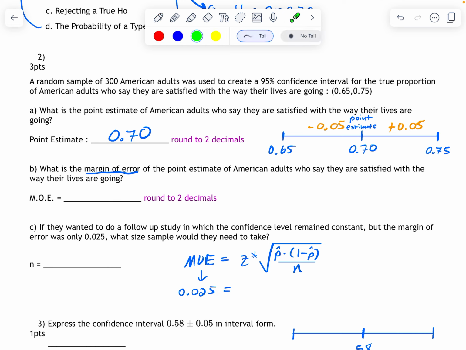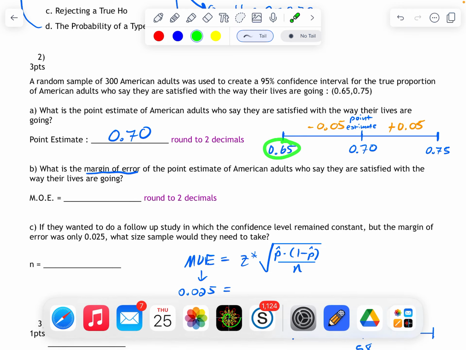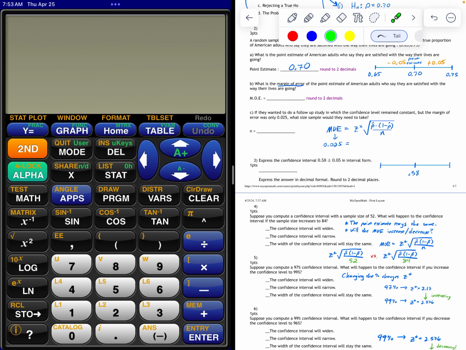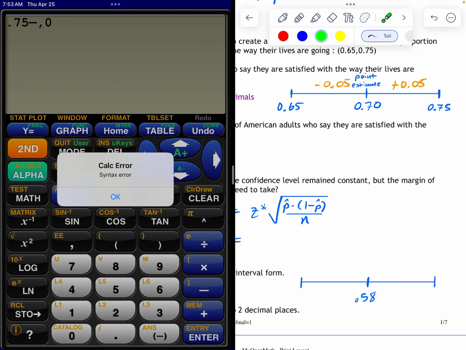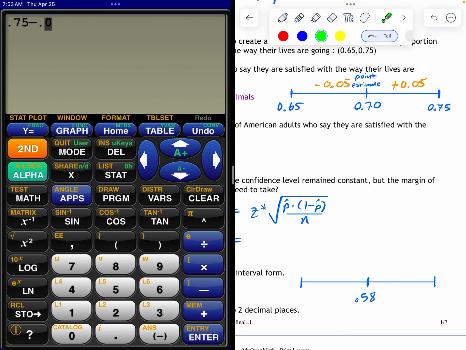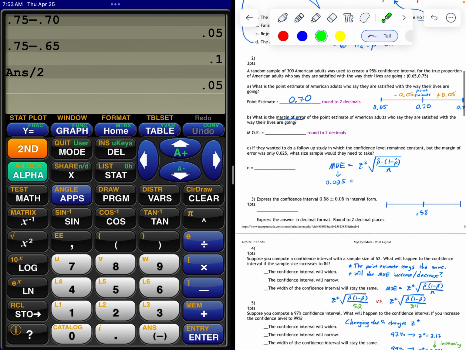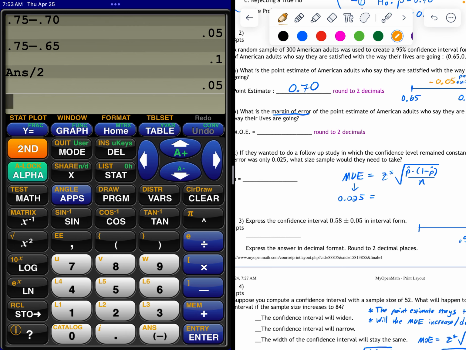So on your calculator, if your decimals are not as nice, you can just take this one minus this one. You could also take this minus this divided by 2. Just various ways to do this. 0.75 minus 0.70, well, my goodness, you could also do 0.75 minus 0.65. That's the entire length of the full interval divided by 2 because it's got 2 margins of error. So hopefully you'll get 0.05, or I get 0.05, you get yours.